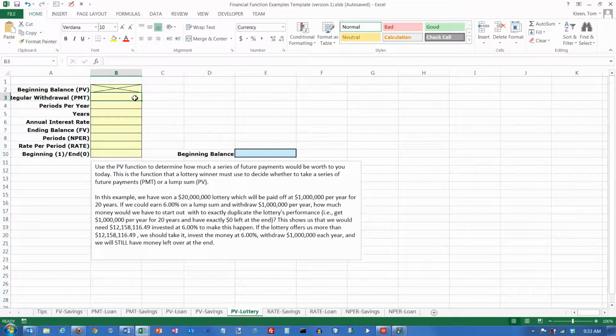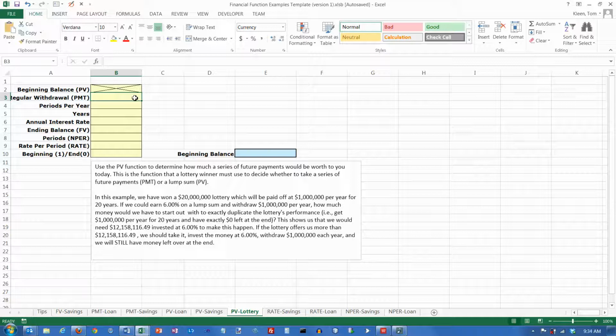In this video we're going to take a look at another example of using the present value function in Excel. In this case we're going to look at the lottery problem. Whenever somebody wins a lottery, if you win a $20 million lottery, for example, you don't actually get $20 million. What you get is that $20 million paid off over a period of time.